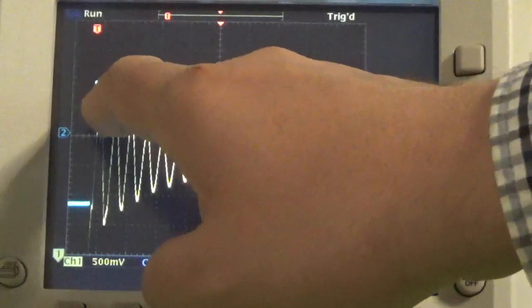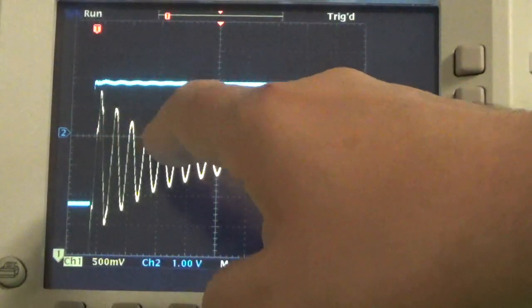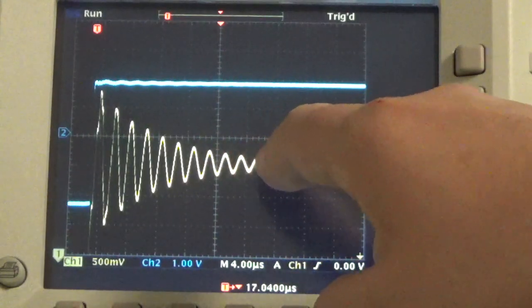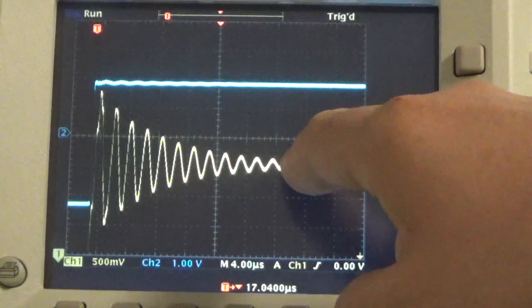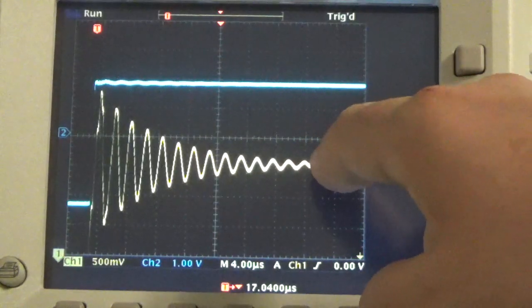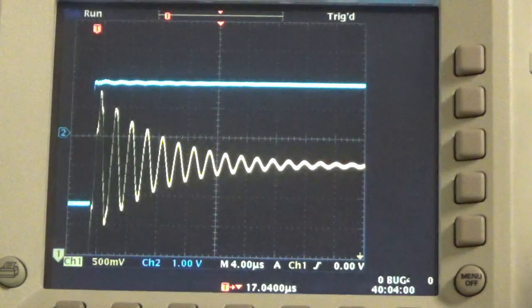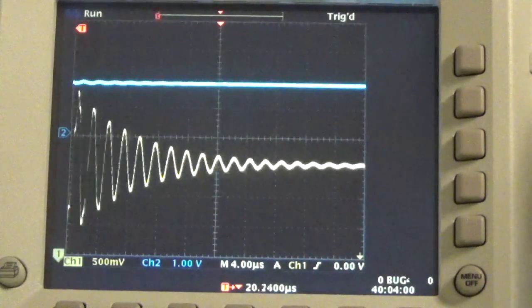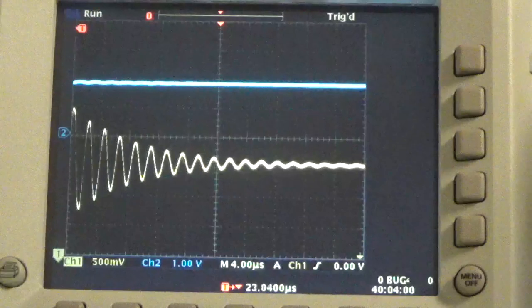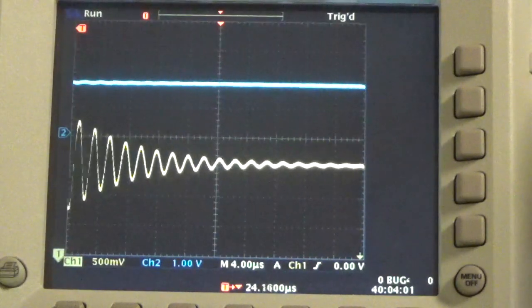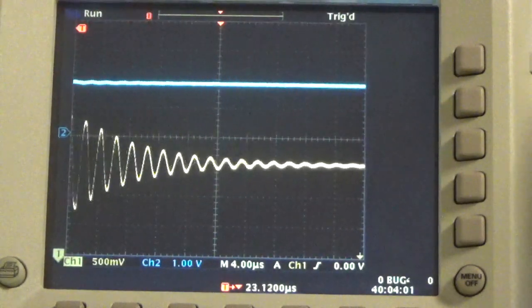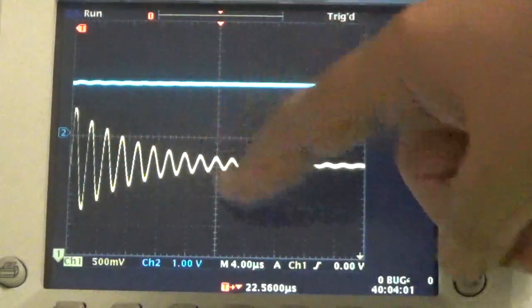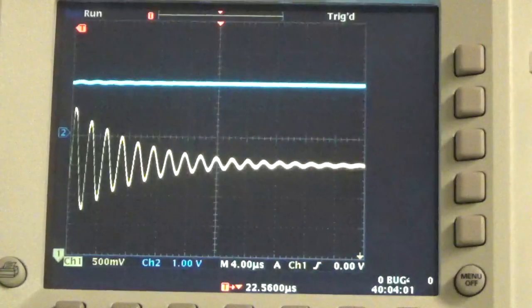So we have 1, 2, 3, 4, 5, 6, 7, 8, 9, 10, 11, 12, 13, 14, 15, 16, 17, 18, 19, and then 20. So we have around 20 oscillations.